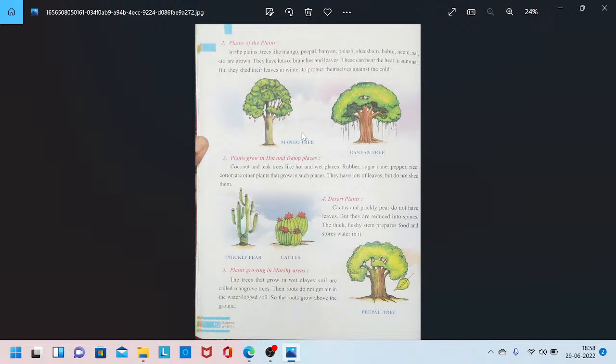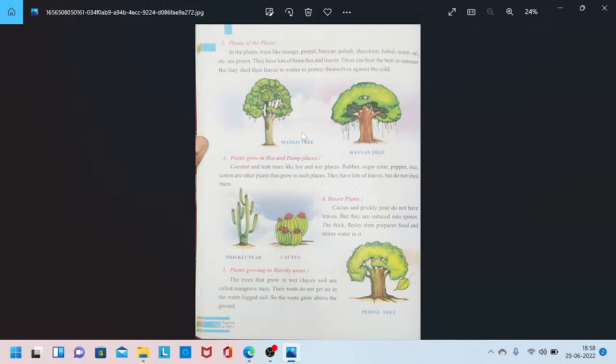But they shed their leaves in winter to protect themselves against the cold. So these kinds of trees, like mango, peepal and banyan trees, grow in summer, but in winter, to protect themselves from the cold, they shed the leaves. This is about how the plants grow in the plain areas.